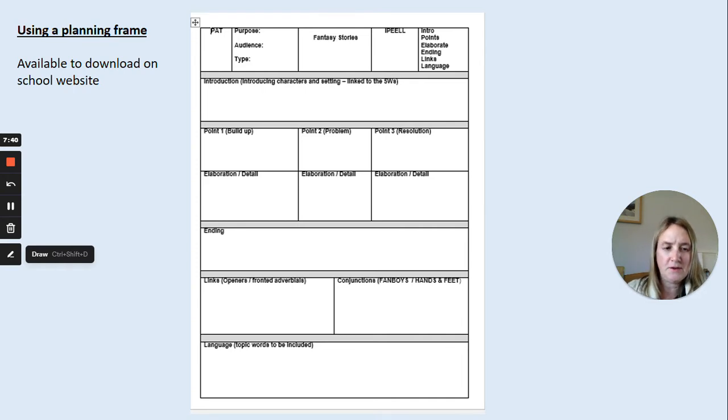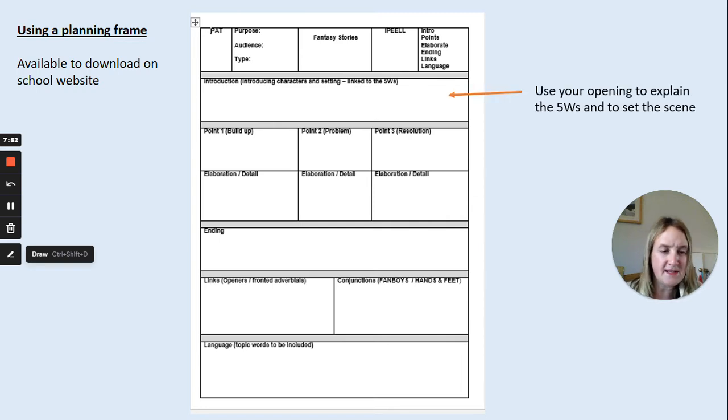If you want to, you might choose to use this planning frame to help structure your ideas before you start writing. And remember, this is the IPEAL writing frame we've used at school. This is available to download on the Year 6 part of our website. So here you use your opening. Remember, just short bullet pointed notes. You're not writing the whole opening in that box. And you're using that to explain the 5 W's, the who, what, where, when, why, and to set the scene.